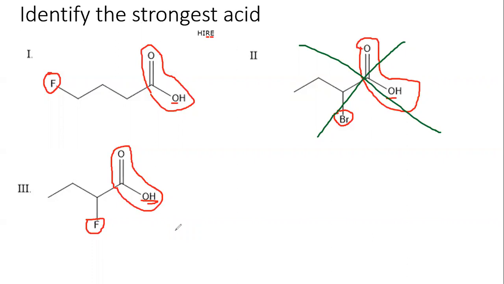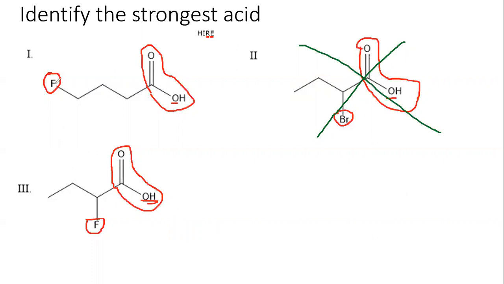By the way, if you had a nitro group, which is an NO2 group, that's actually one of the strongest electron withdrawing groups. It's actually stronger than the fluoro group. So just keep that in mind. Nitro groups are extremely electron withdrawing. It's very strong. So now we have 1 and 3.